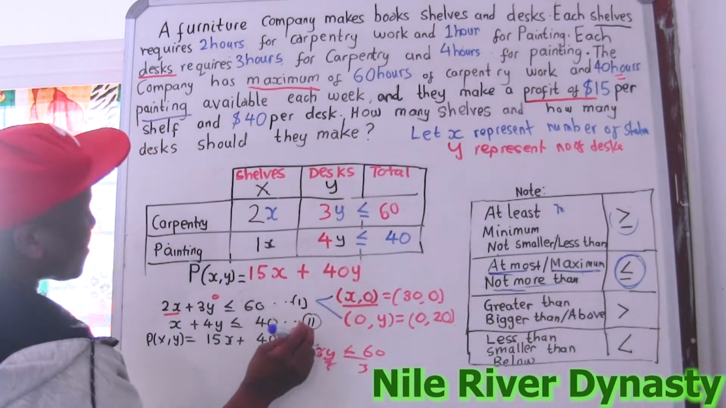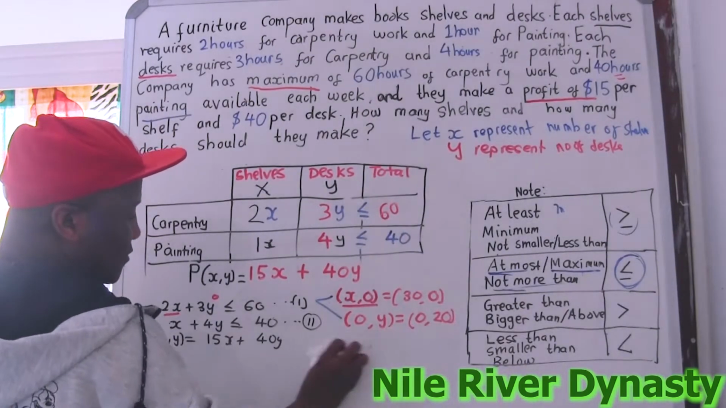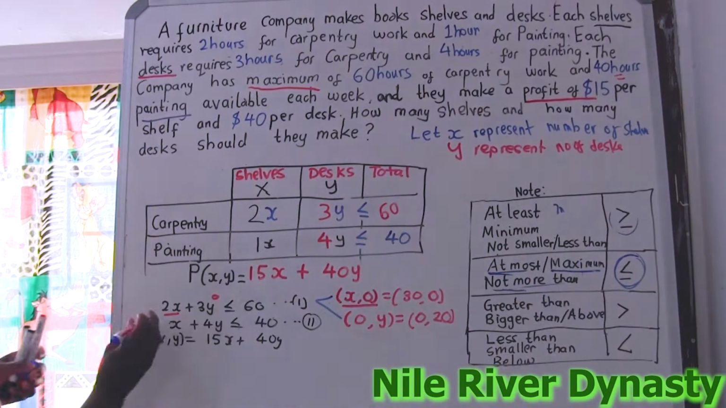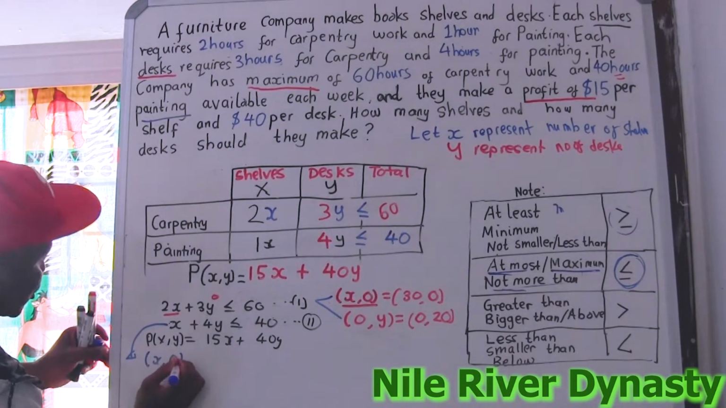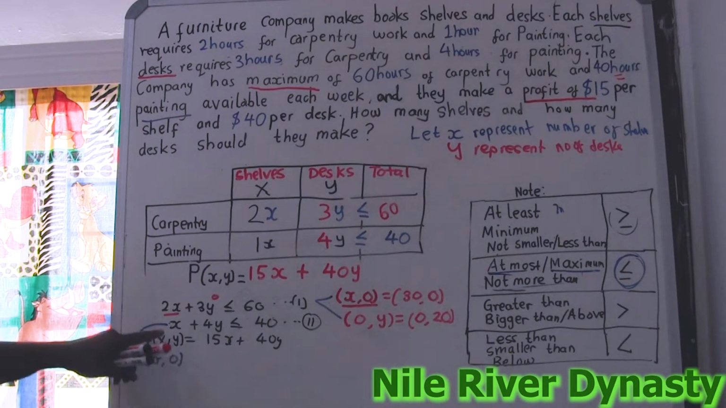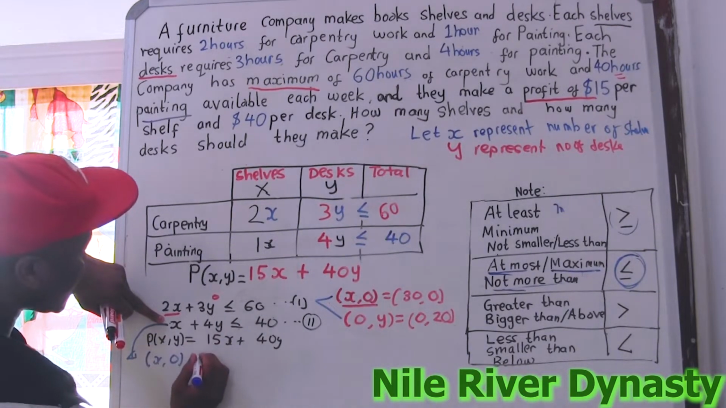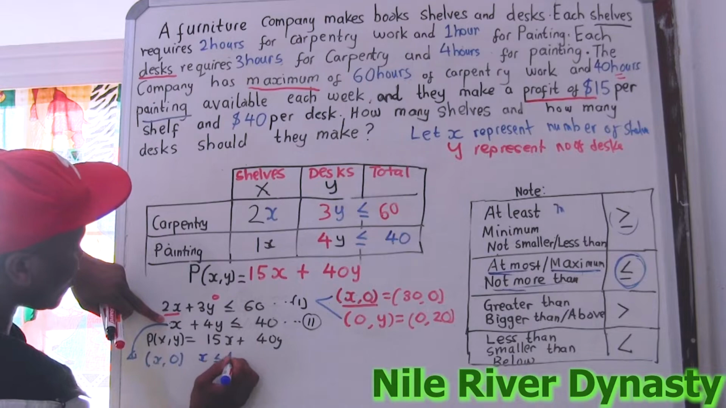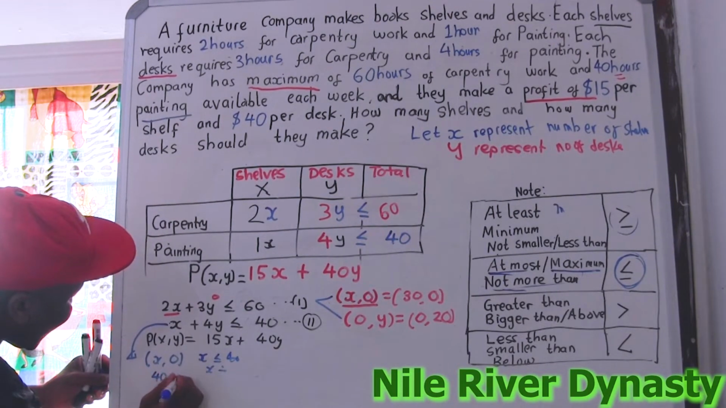So we have to do the same thing for the second one. Now let's go for the second one quickly. When x-intercept, y equals 0. It's always like that. So 4 times 0 is 0, so x equals 40. So this time we say (40, 0).